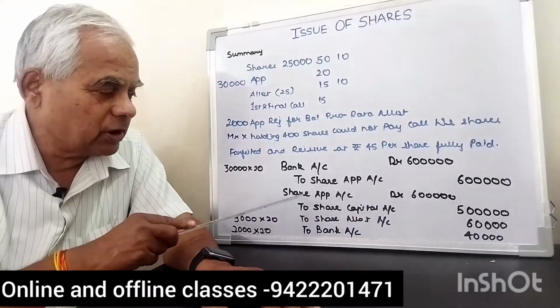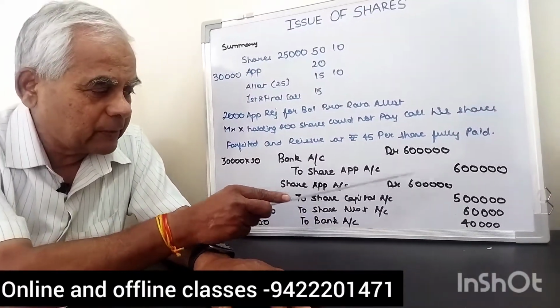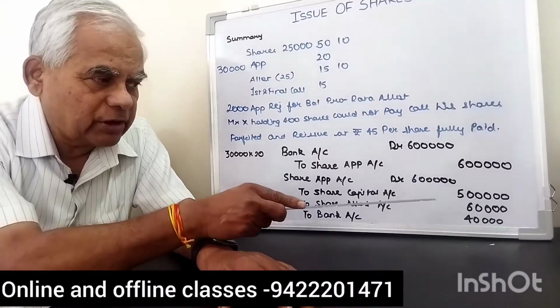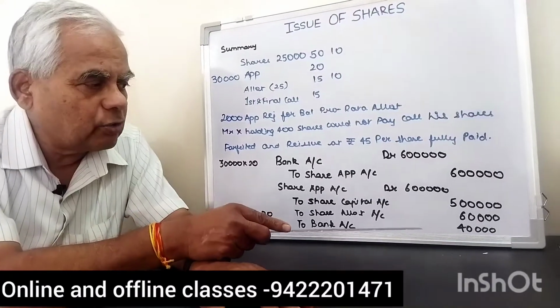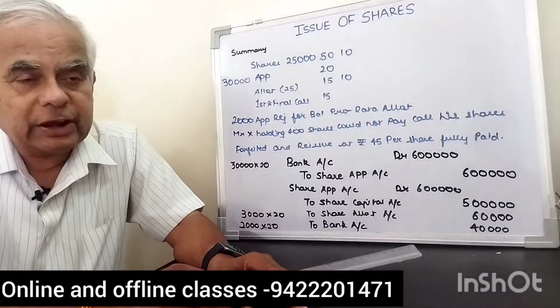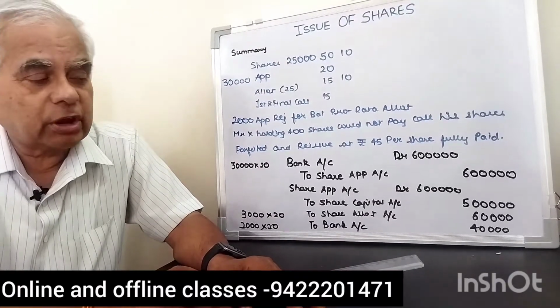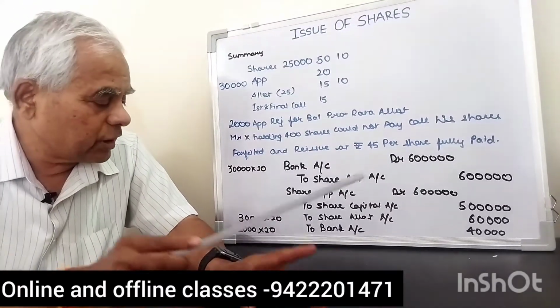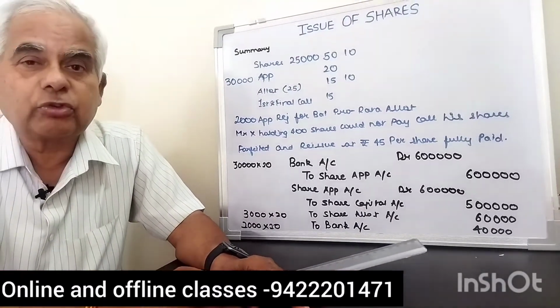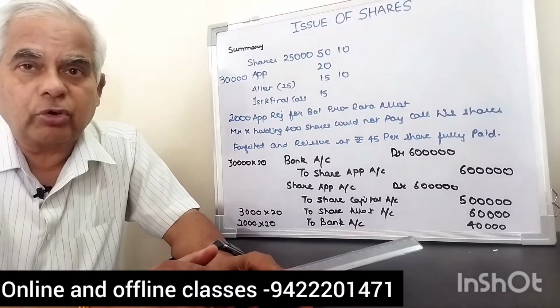Again I am going to repeat the entry. Share application account debit 6 lakh, to share capital account 5 lakh, to share allotment 60,000, to bank 40,000. Narration being, amount of share applications transferred to share capital account, 2,000 applications rejected, money refunded, for balance pro rata allotment was made.